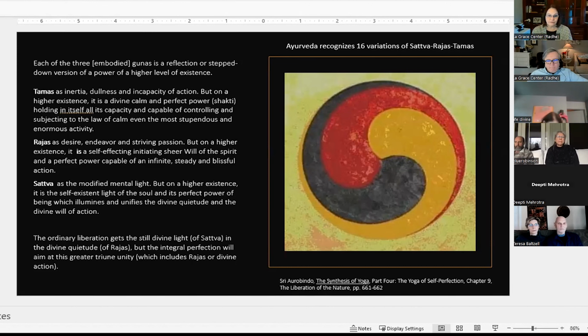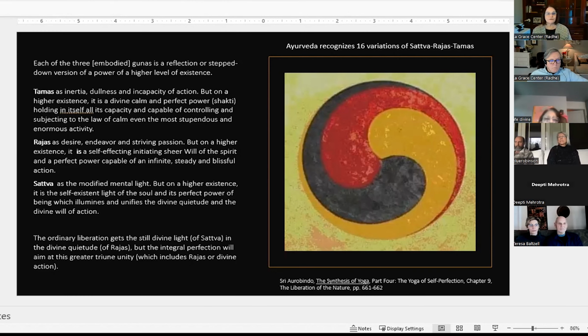And the third one, sattva, we normally think of as harmony and balance, and in many ways it's considered, as Sri Aurobindo says, a modified mental light. But even on a higher existence, Sri Aurobindo says, it is the self-existent light of the soul and its perfect power of being, which illumines and unifies the divine quietude, right? Divine quietude being tamas, and the divine will of action being rajas.